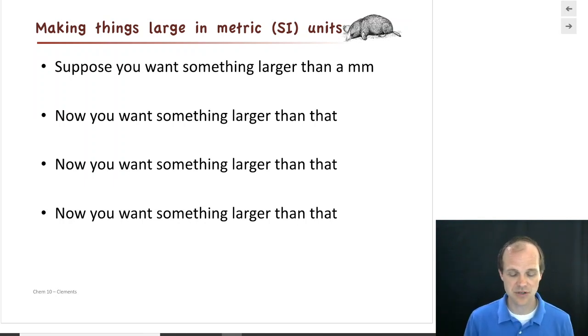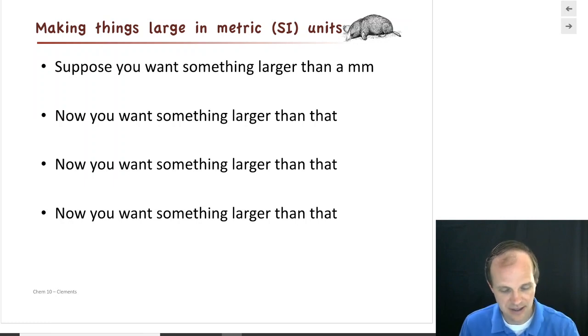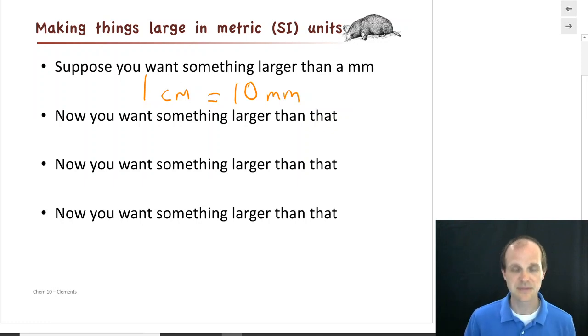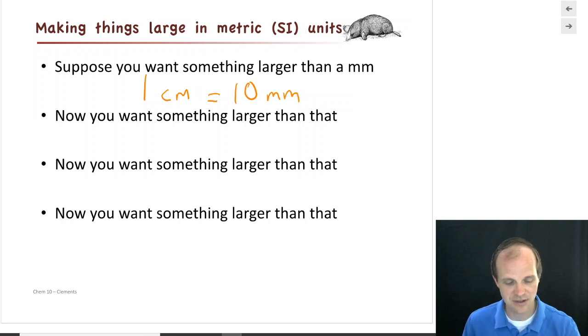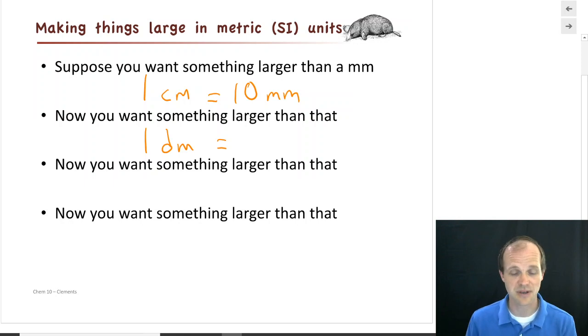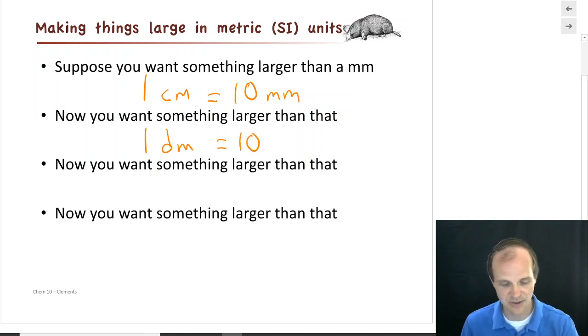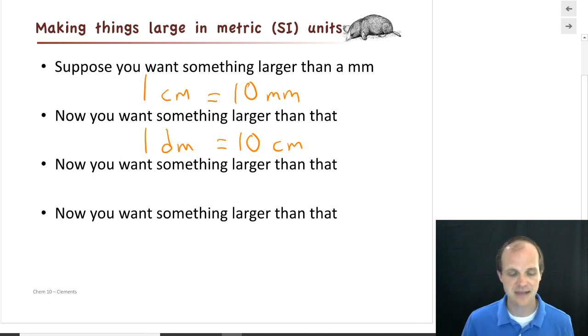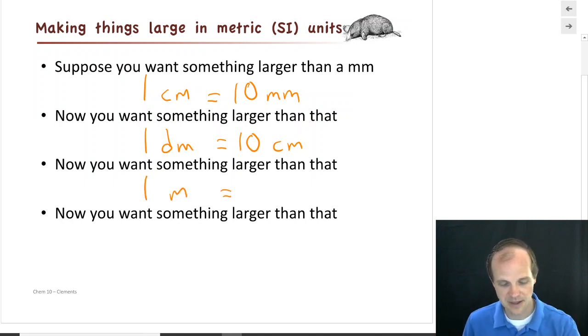But if you want something larger than a millimeter, you might go ahead and get a decimeter. So a decimeter is 10 millimeters. I'm sorry, centimeter. My apologies. A centimeter is 10 millimeters. And you can see what's coming next. If you want something larger than that, you're going to go to a decimeter. Now, in the English system, there's another random number here. But here, hey, guess what? The number is 10. 1 decimeter is 10 centimeters. And if you want to go something bigger than that, you're going to get to the meter. And that is, lo and behold, 10 decimeters.